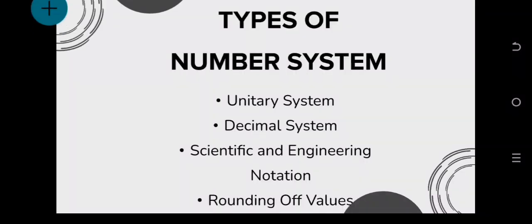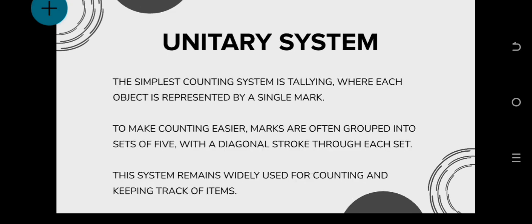The types of number system, which are the unitary system, decimal system, scientific and engineering notation, and rounding off values. Unitary system. The simplest counting system is tally, where each object is represented by a single mark. To make counting easier, marks are often grouped into sets of 5 with diagonal stroke through each set. This system remains widely used for counting and keeping track of items.